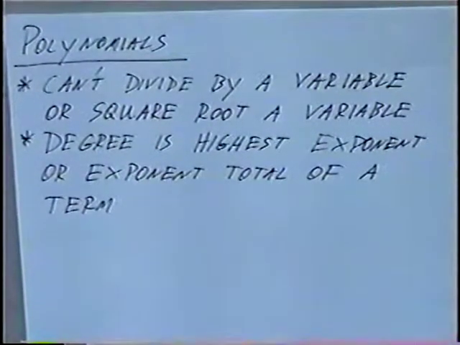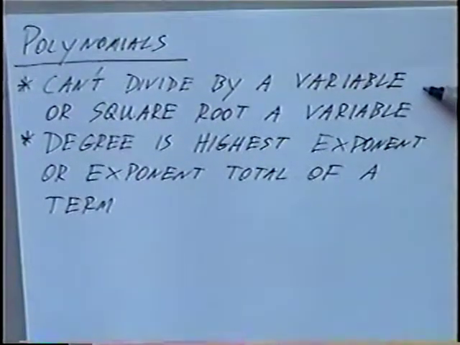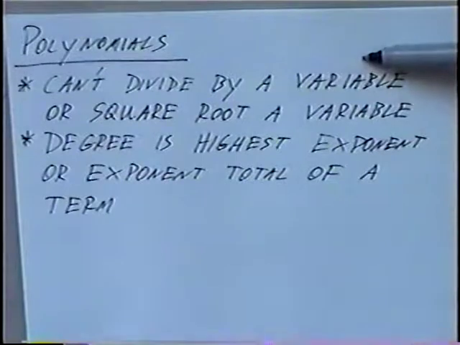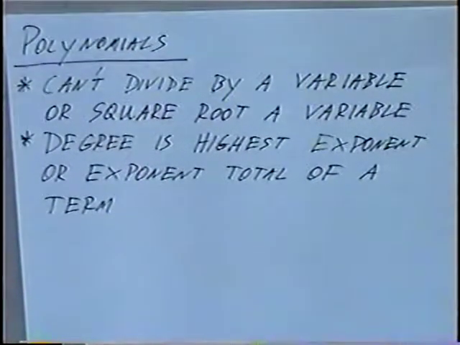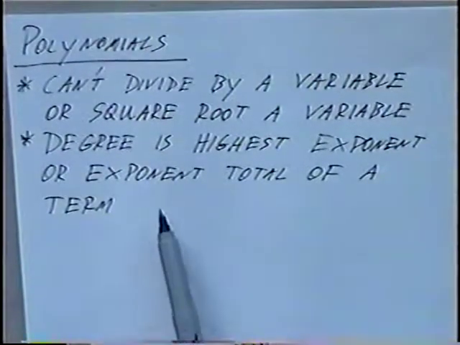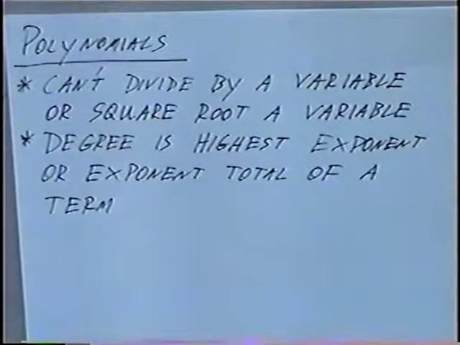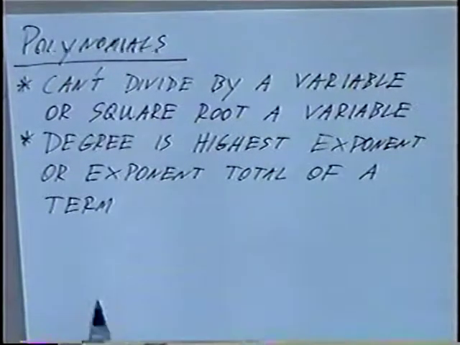Polynomials, we have two definitions for polynomials. The first one is a polynomial you can't divide by a variable or take a square root of a variable. If you divide by a variable or have a square root, then it is not a polynomial. For the degree of a polynomial, degree is the highest exponent or exponent total of a term. If you have a single variable, we'll take the highest exponent. If we have more than one variable, we'll take the exponent total, or the sum of the exponents of each term, and the highest exponent total will be the degree.